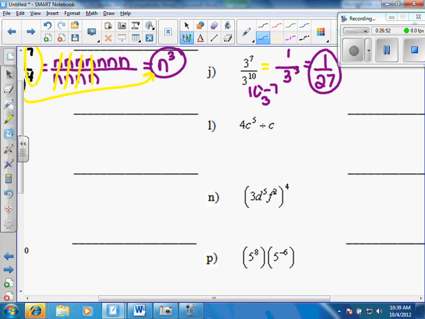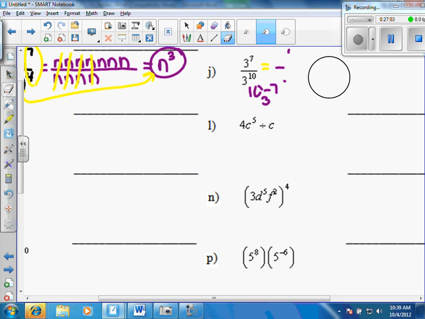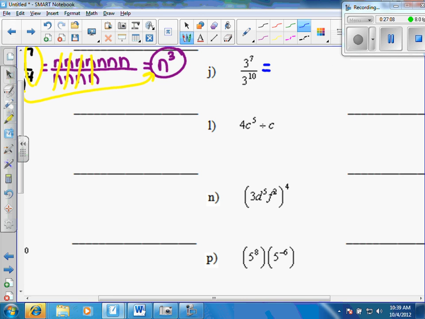If you want to use negative exponents on that, that would also be okay. Your first step might appear a little different, so we can erase this and start it a different way. You could say this is the same as 3 to the 7 take away 10, which is 3 to the negative 3, and that's a reciprocal, 1 over 3 to the 3rd, but you still end up with the same answer of 1 over 27.